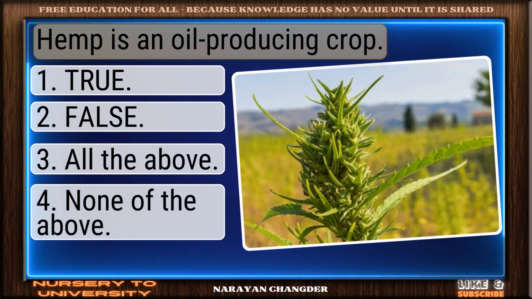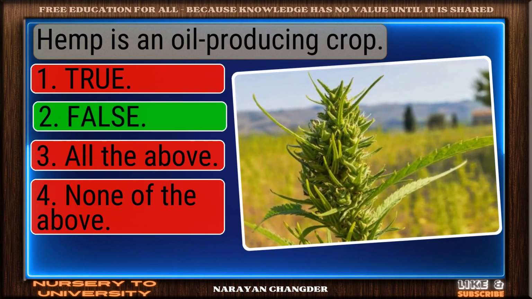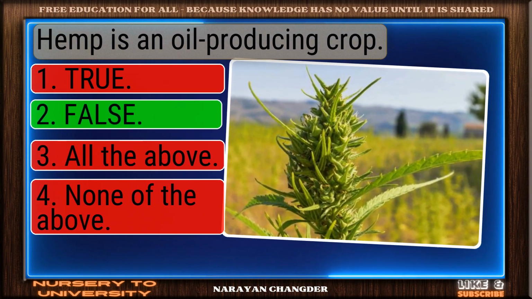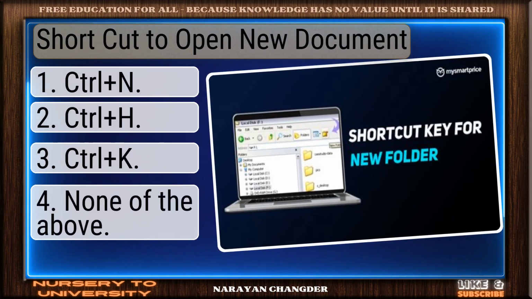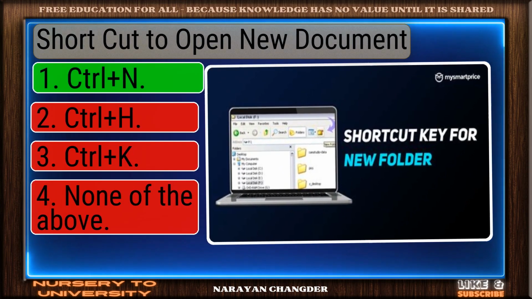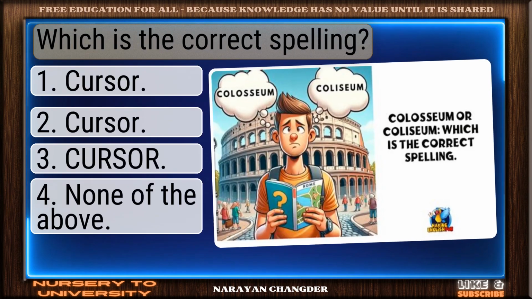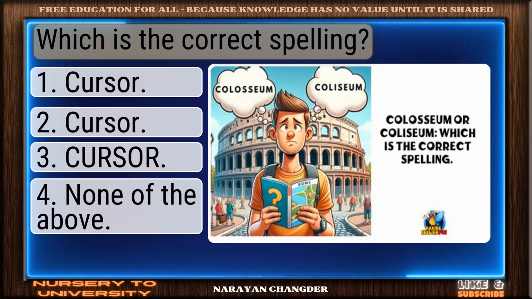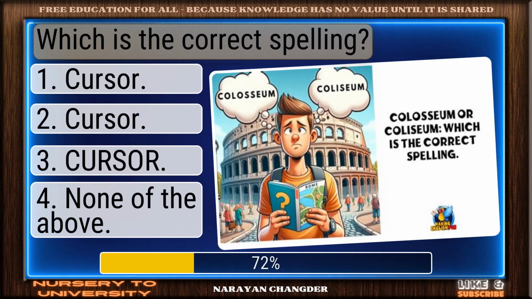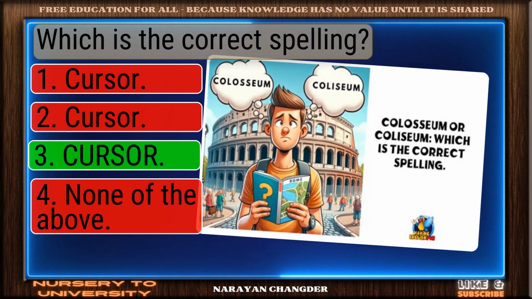Hemp is an oil-producing crop. Right choice. False is the best answer. Shortcut to open new document. Sharp thinking. Ctrl plus N is the right choice. Which is the correct spelling? Smart pick. Cursor is the correct choice.